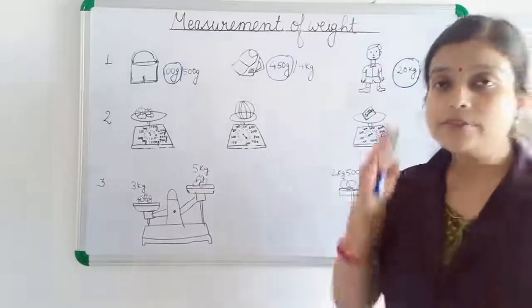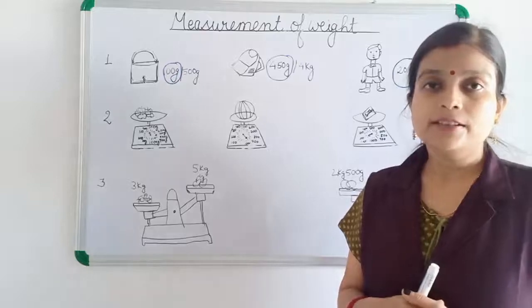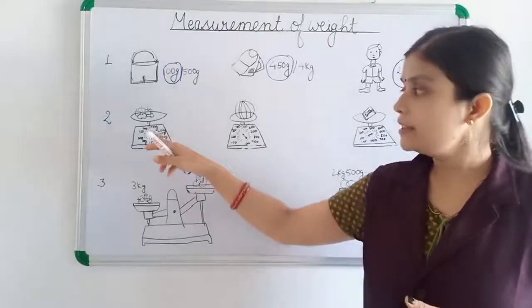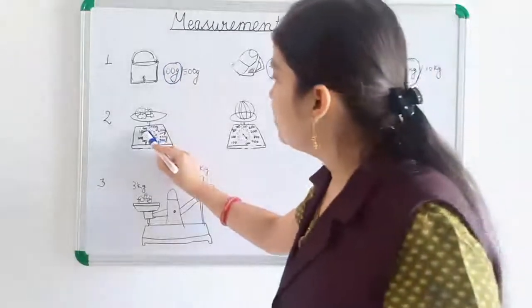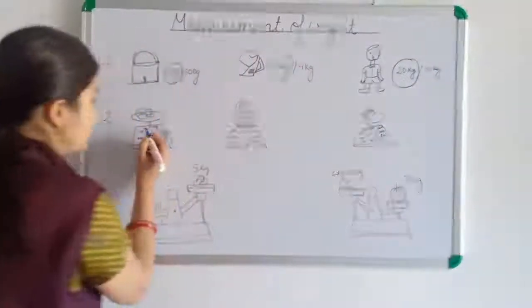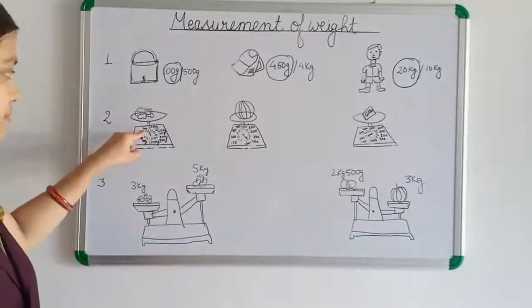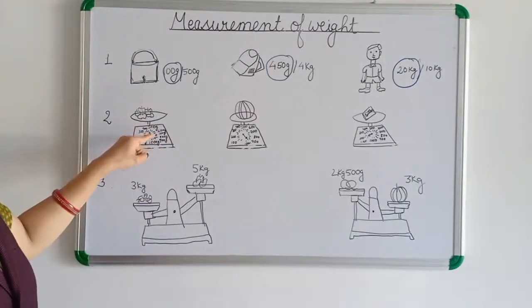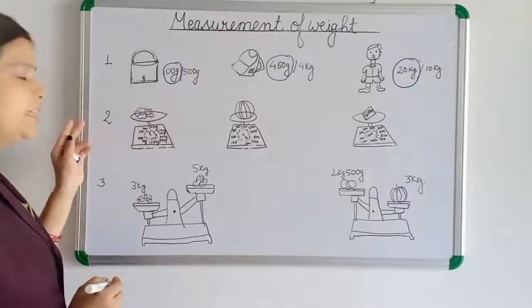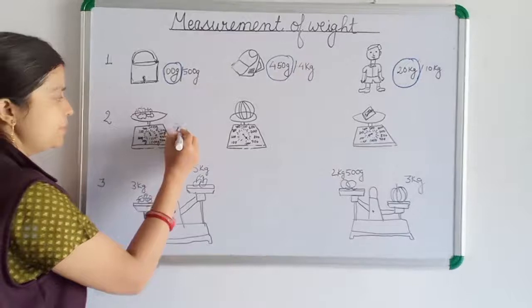So what do you have to observe? You have to observe this indicator, where it is. It is in between 400 and 500. This indicator is in between 400 and 500. So this is equal to 450 gram only. 400 plus 50 gram more. So that is 450 gram. Okay.